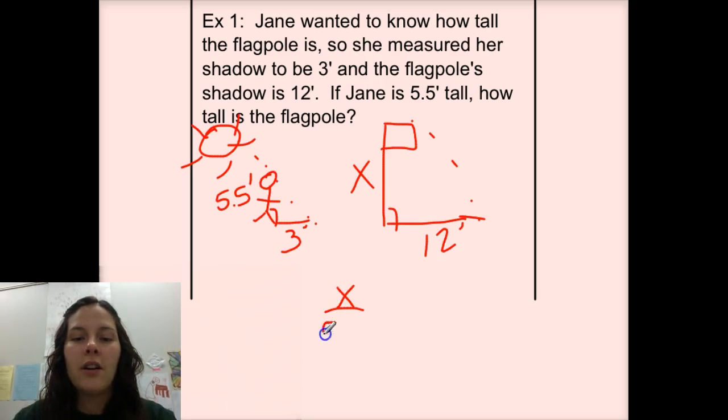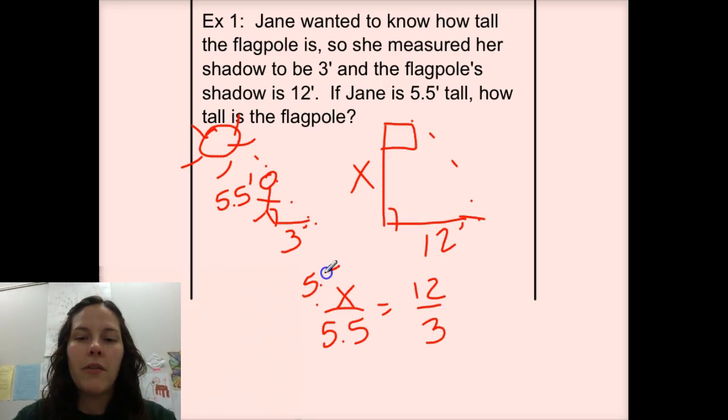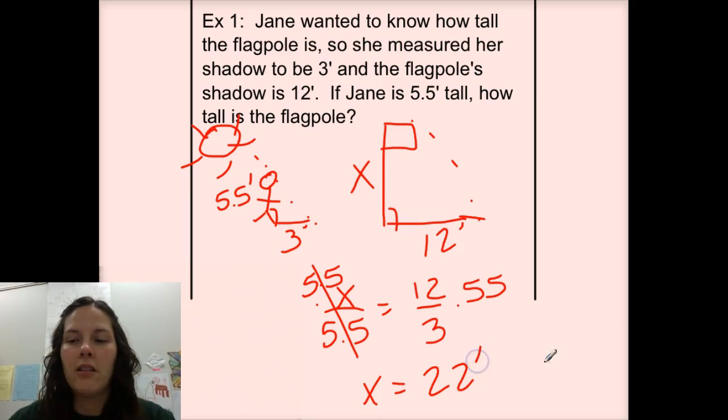So x over 5.5 is the same as 12 over 3. Solving for x, we're going to multiply both sides by 5.5 to cancel our division. So the flagpole is 22 feet tall.